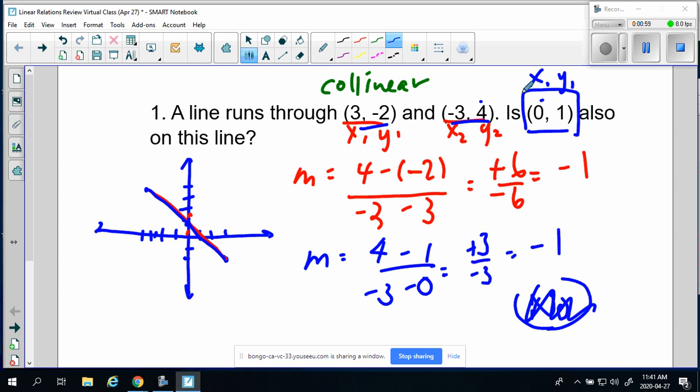So as soon as you realize that this point and this point have the same slope as the red 2 points, these are the same slope, you can actually say that yes, they are collinear, because you only have to check 2 of the slopes between the 3 points to know if the 3 are collinear. So this one also does lie on the line.